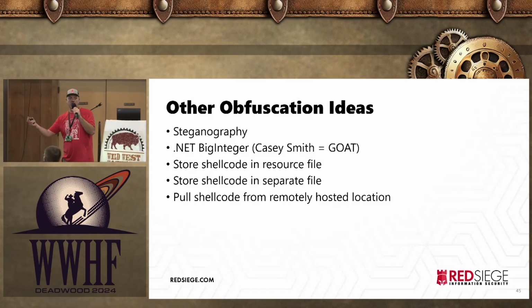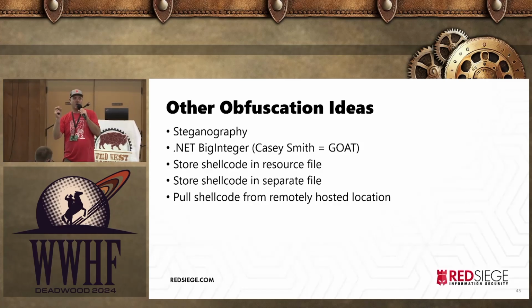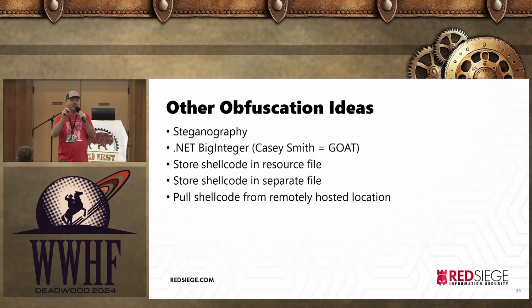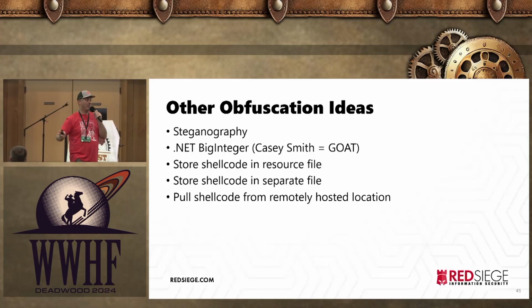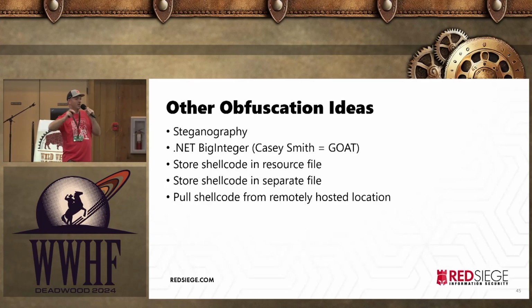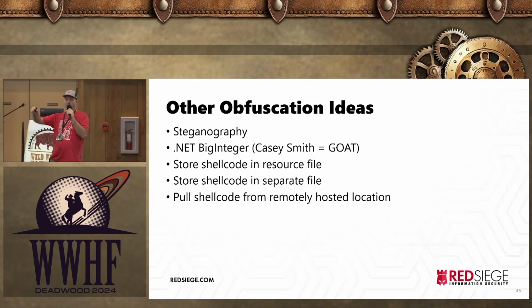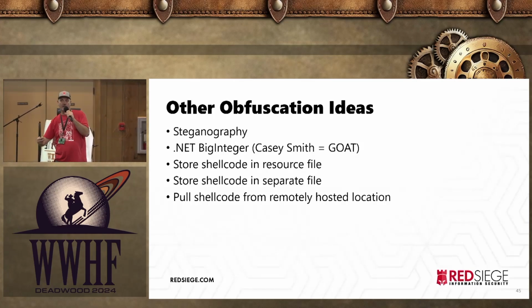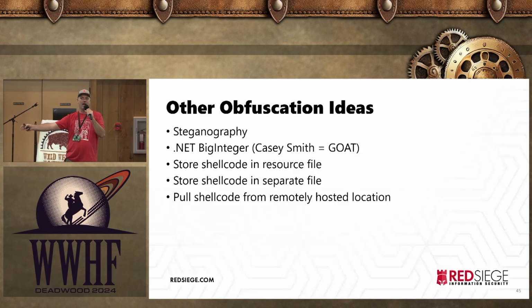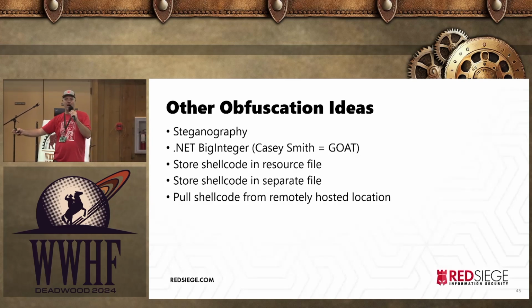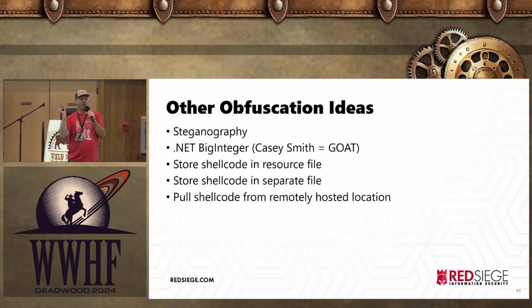Store your shellcode in a resource file, like an icon file. So now your shellcode's not in the text section of your executable. It's in the resource section of your executable. That might work. Put your shellcode in a separate file altogether that you either pull down from a website or you read off disk. Sometimes breaking that up into 2 different places can be enough. For simplicity's sake for this talk, I put everything in the loader, but breaking it up could work.